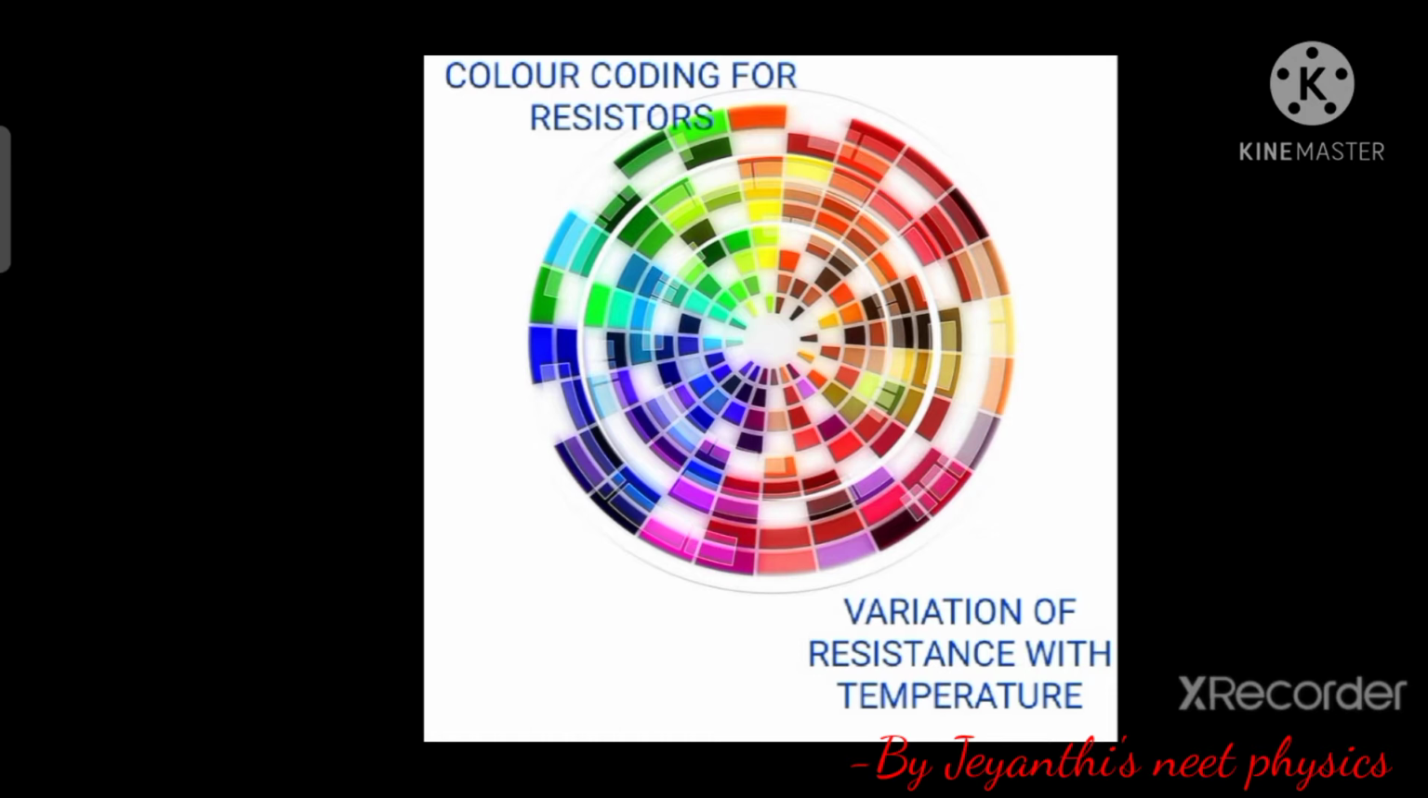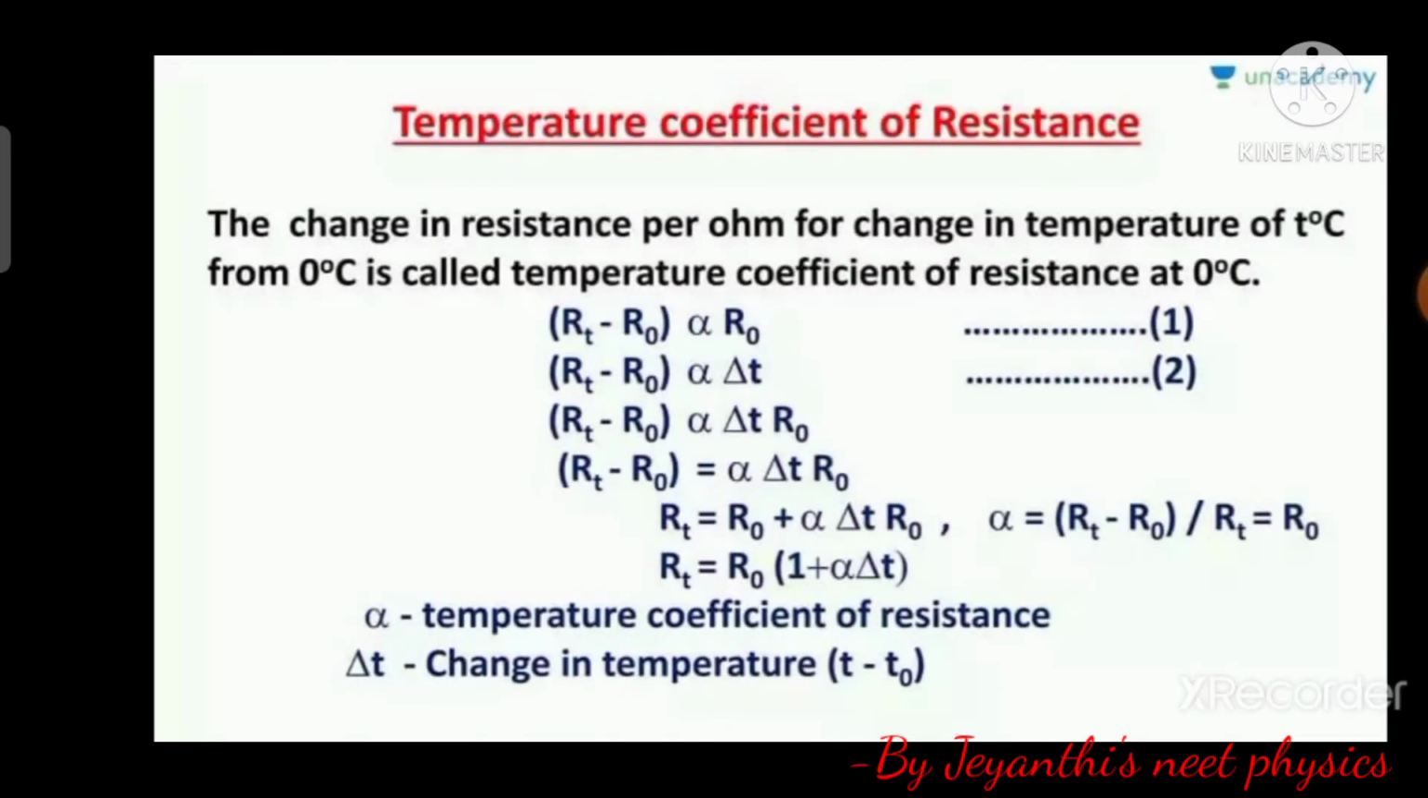So in this video now we are going to discuss two important topics. One is color coding for carbon resistors. The second one is variation of resistance with the temperature. So in this topic, first of all, we are going to discuss the temperature dependence of resistance.